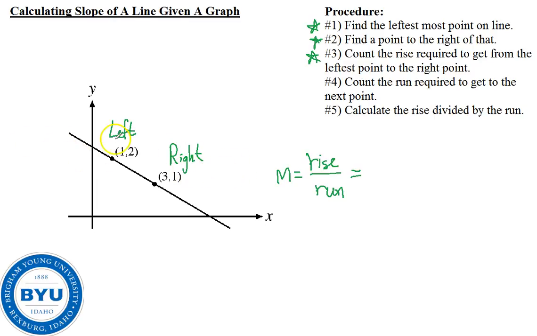Mathematicians were kind of crazy picking M, but that's what they did. So let's find out. If I start at my left, how much do I have to rise to get to the right point? Now, this is weird because we can't rise. If we rise, we won't find that point. So instead, we have to drop.